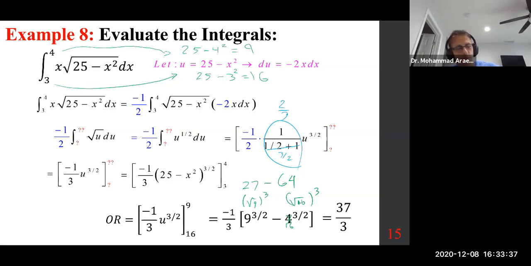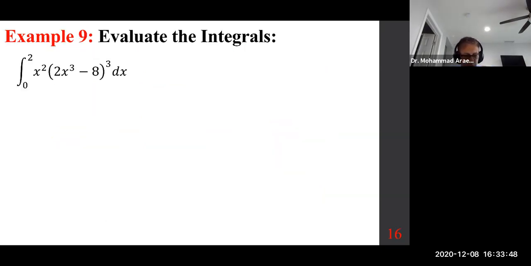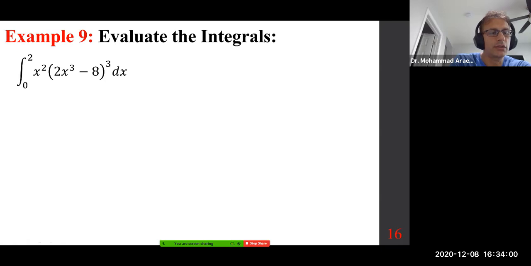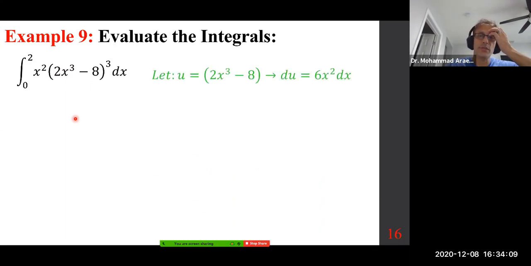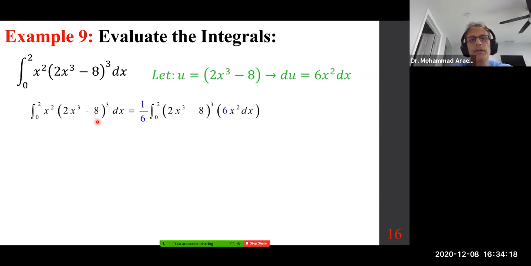Let's take a look at the next question, class. We want to do this, and again, it requires substitution, and let u be the more complicated function, which is 2x cubed minus 8, and the du becomes 6x squared dx. So what is missing? Number 6. So you can put number 6 and undo it by putting 1/6. But what are the new limits?